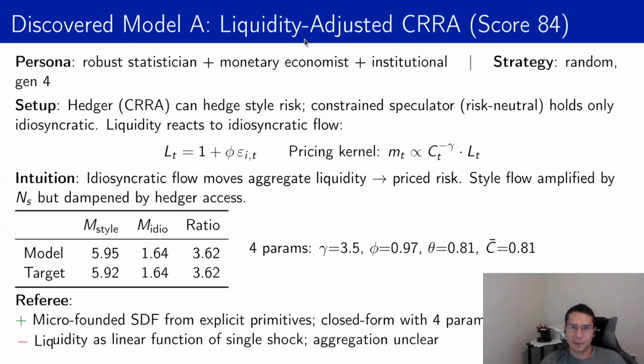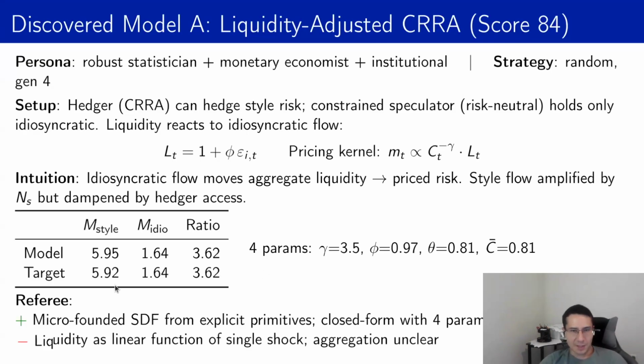For example, this liquidity-adjusted CRA, that's super technical, I know, I'm sorry. It has the persona robust statistician plus monetary economist plus institutional. The strategy was random, so from scratch, and at least 700 previous algorithms were tried before reaching this one. Then it explains the intuition: idiosyncratic flow moves aggregate liquidity and price risk, and so on.